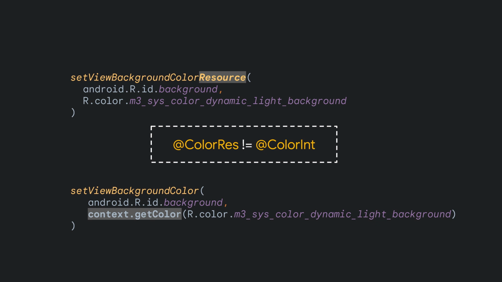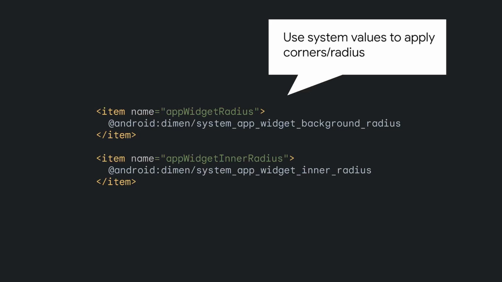This enables dynamic colors, but make sure to set the color resources and not the resolved color. Otherwise, the system will be unable to dynamically resolve the colors. And starting in Android 12, the system automatically applies rounded corners. To ensure your content adapts properly, use the system values in your widgets.